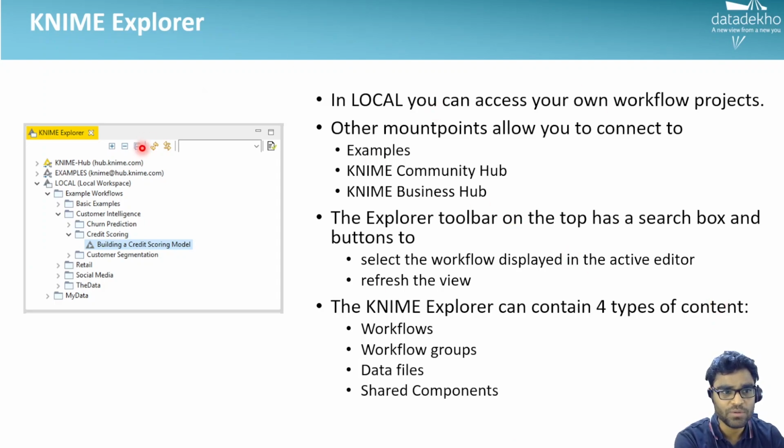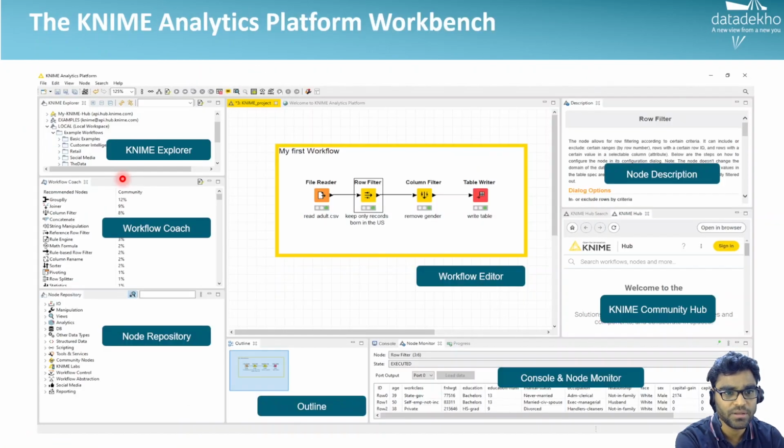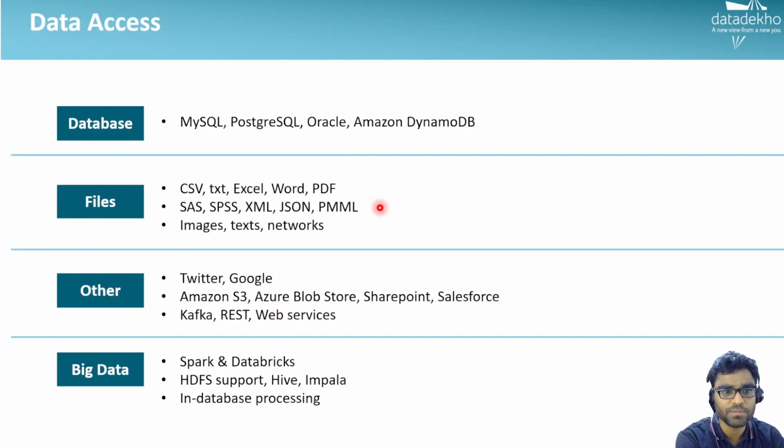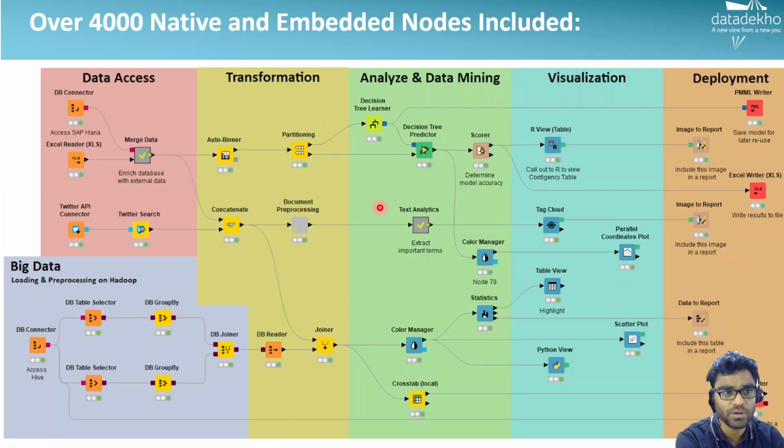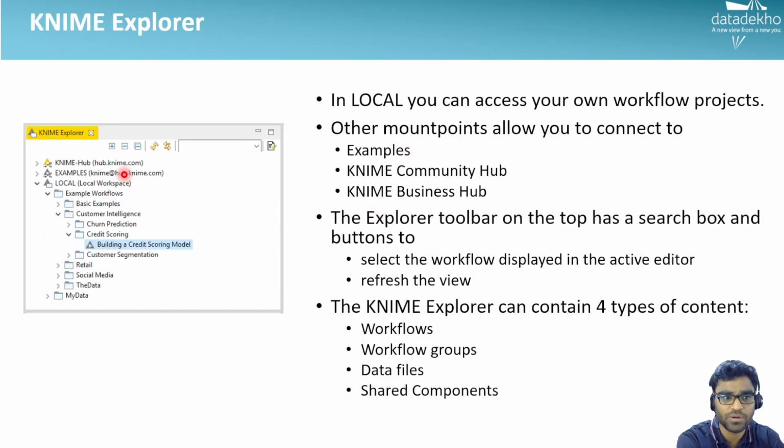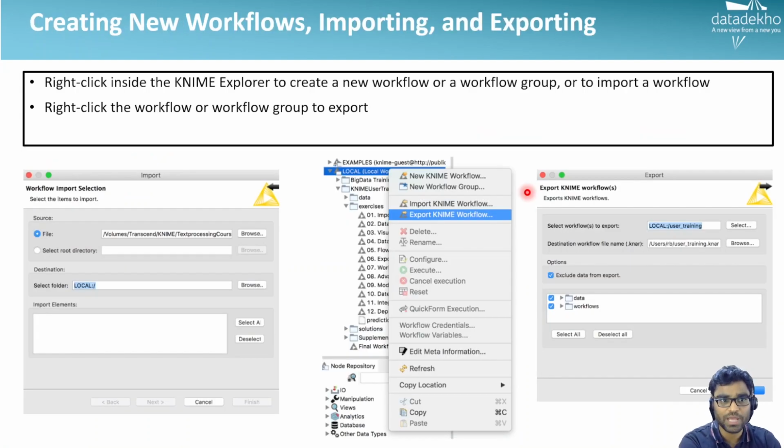So you have KNIME Explorer. Now I'll just give you a brief view over what the KNIME Explorer is. As I mentioned, in local you can access your own workflow project. You can connect to community hub, business hub. KNIME Explorer can contain 4 types of content: workflow, workflow group, data file, shared component. So this is about KNIME Explorer.